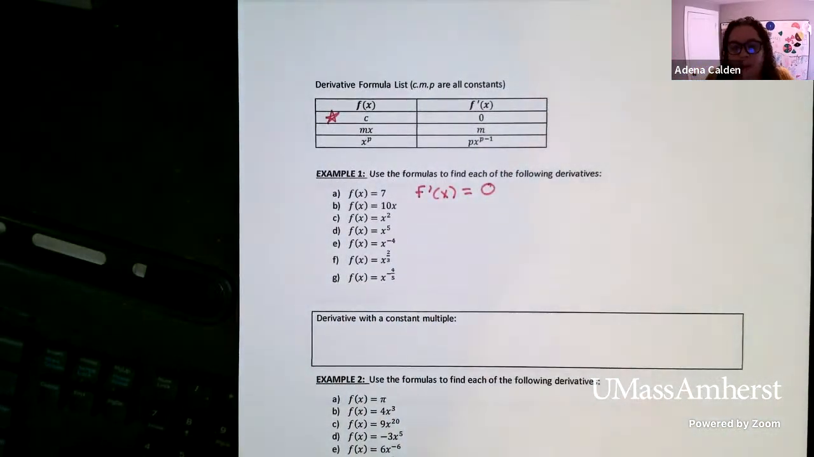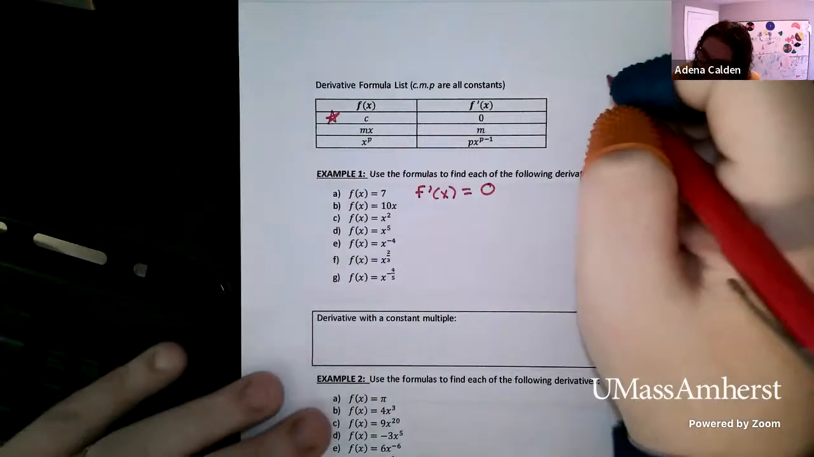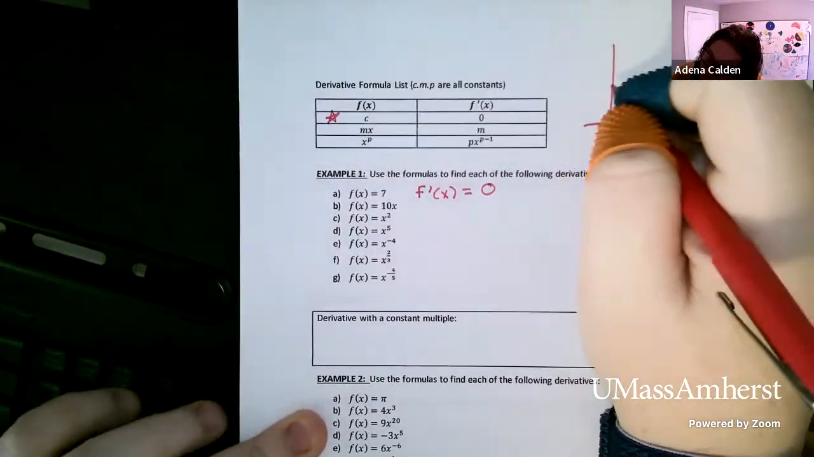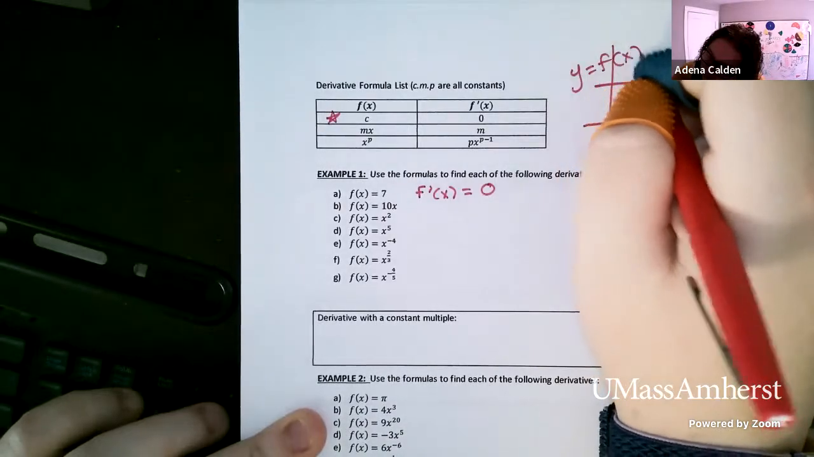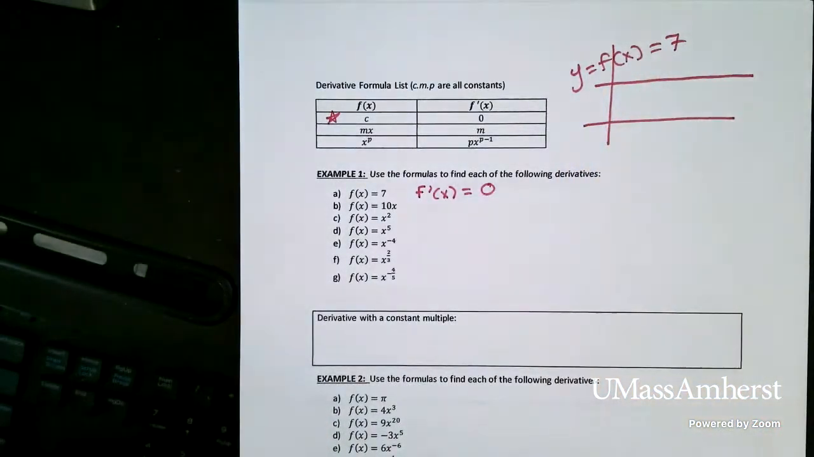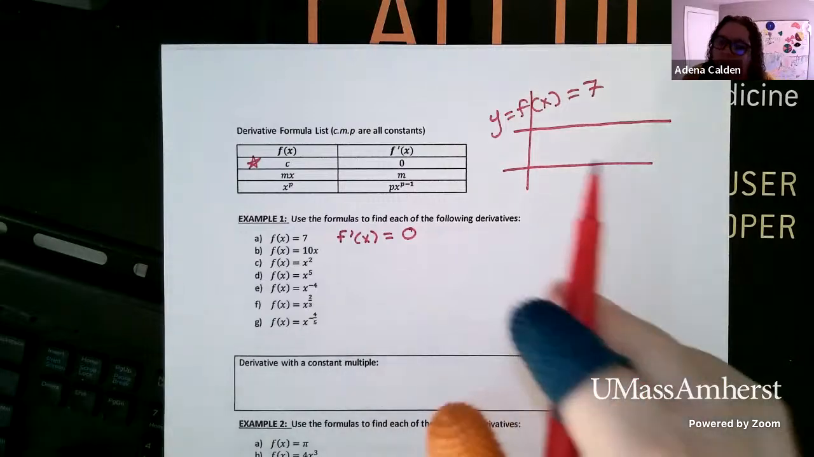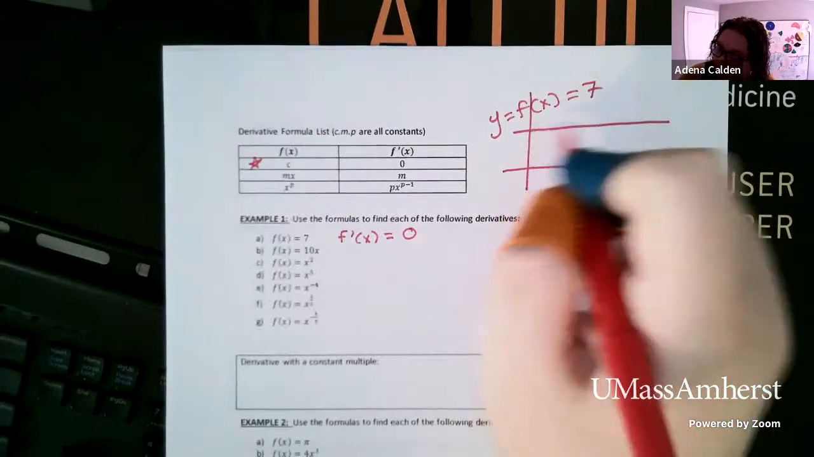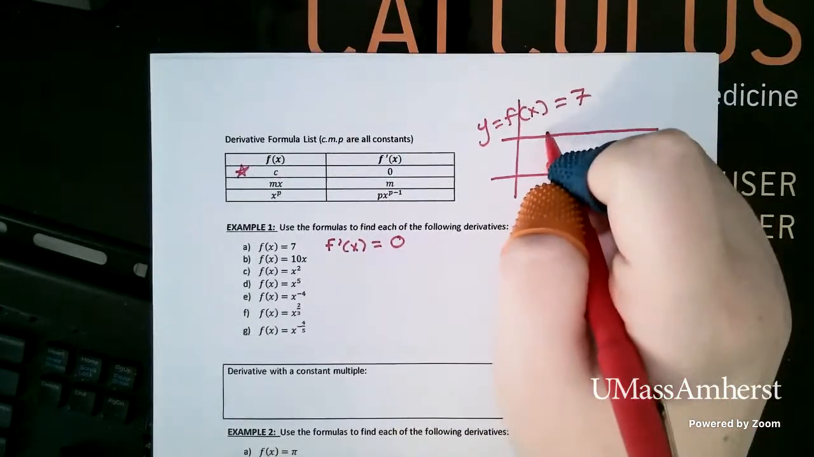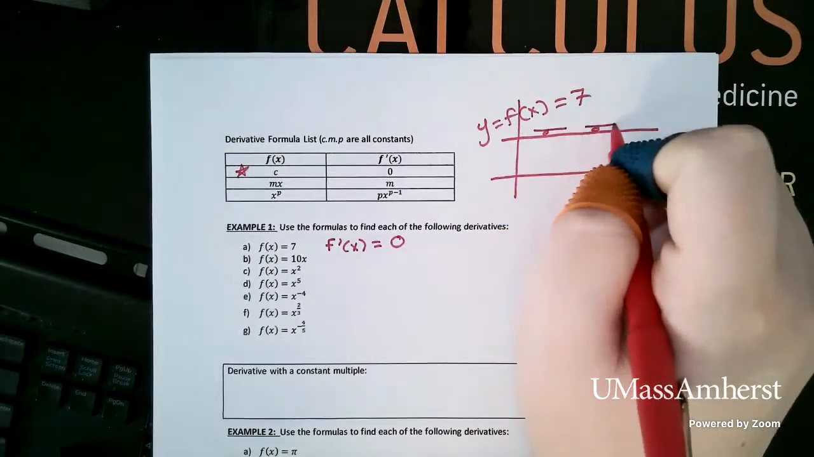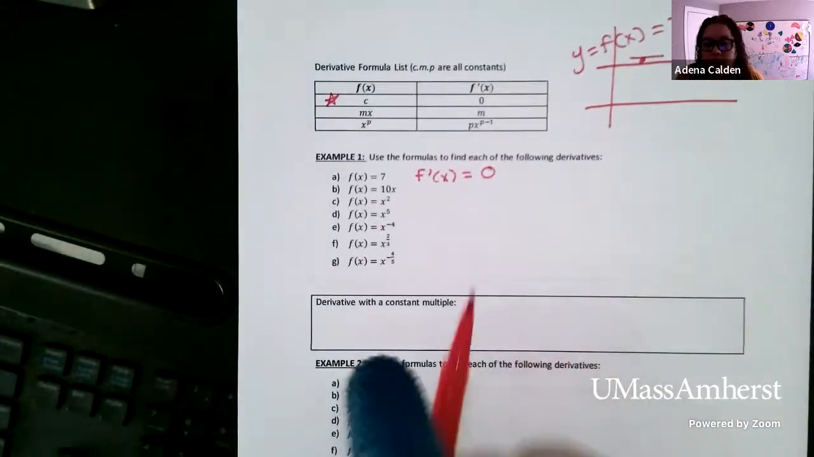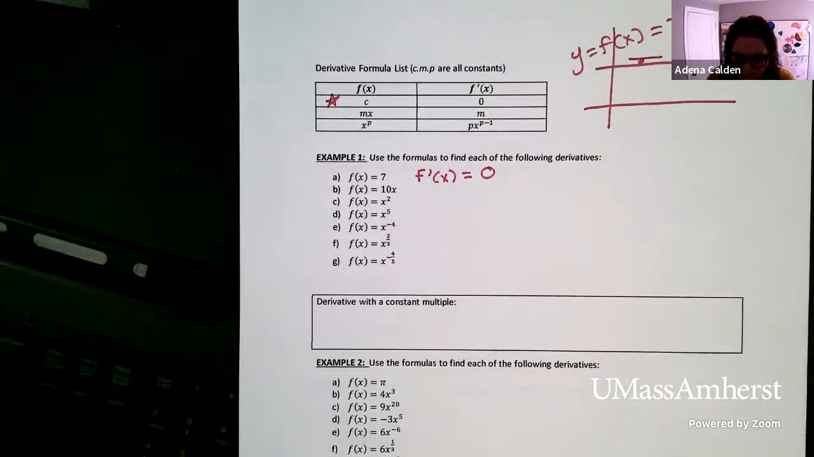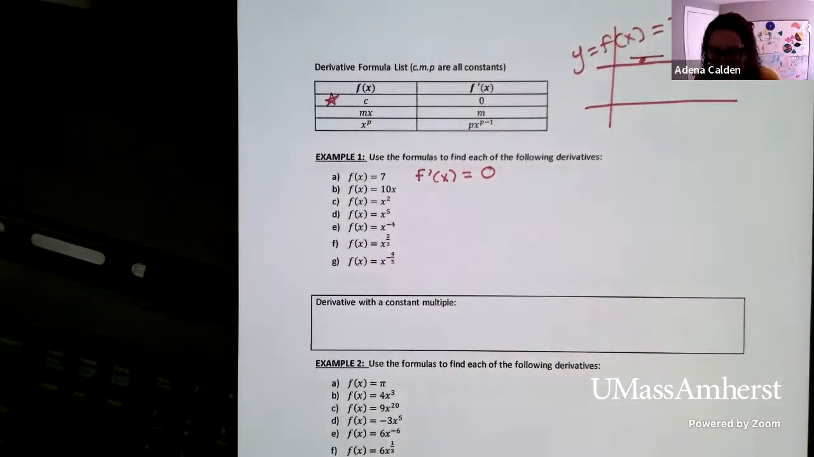Okay, so think about what f of x equals 7 looks like, right? Looks like this. y equals f of x equals 7, right? If you have a constant, it's just a horizontal line. So it's this line here. So if you were to take the derivative and draw on the slopes, they would all be horizontal. So at every point, the derivative is 0. So that's why the derivative of a constant is 0.